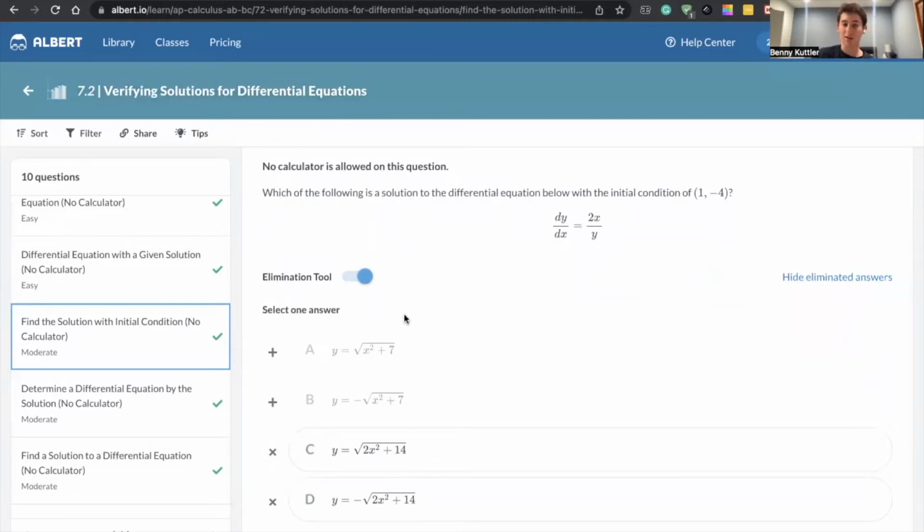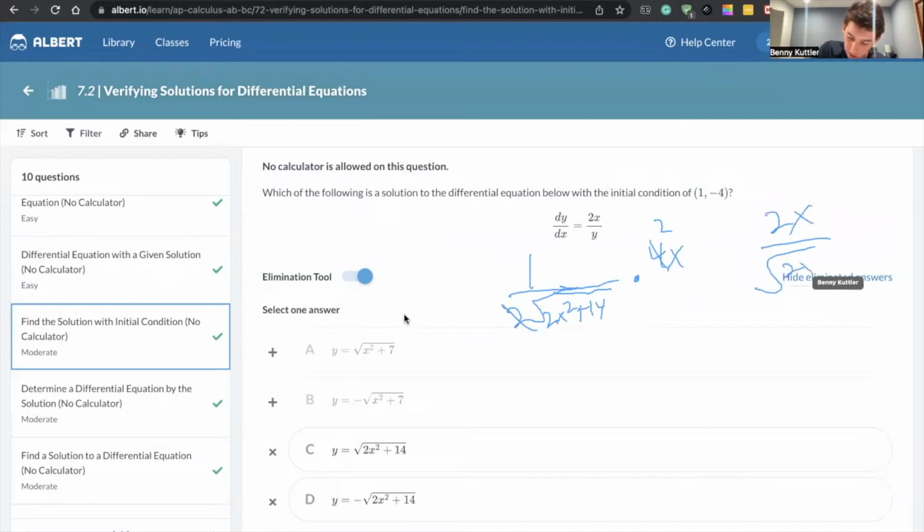Now let's try something very similar. It's just 2 times that. So the derivative of the square root of something is 1 over 2 times the square root of 2x squared plus 14, times the derivative of 2x squared plus 14, which is 4x. These cross out, you're left with the 2. So you have 2x over the square root of 2x squared plus 14.